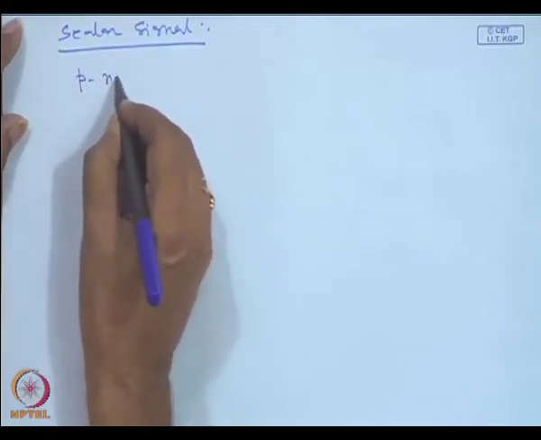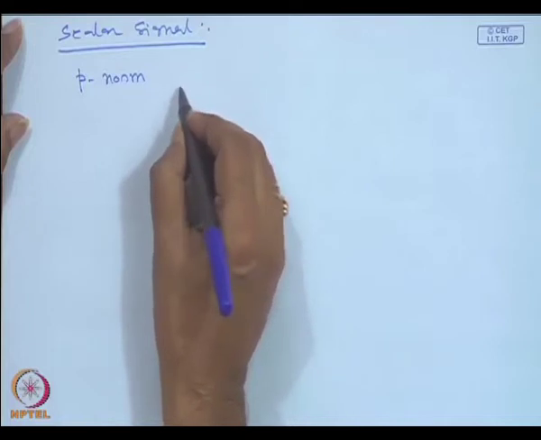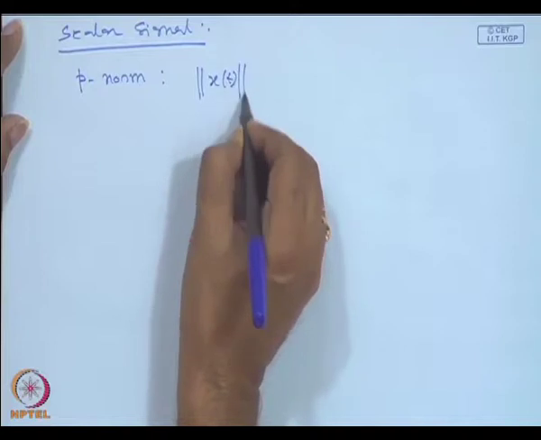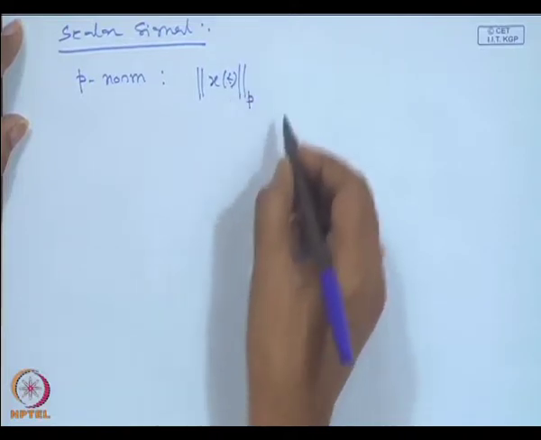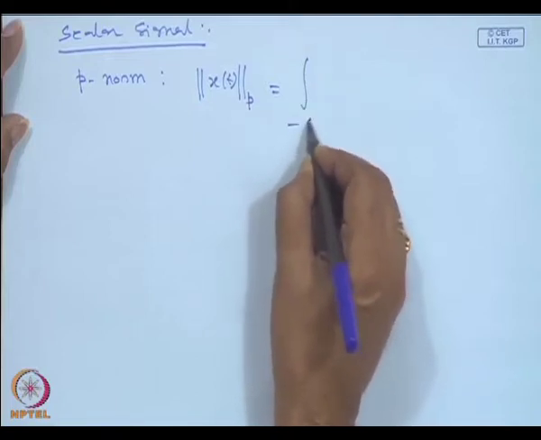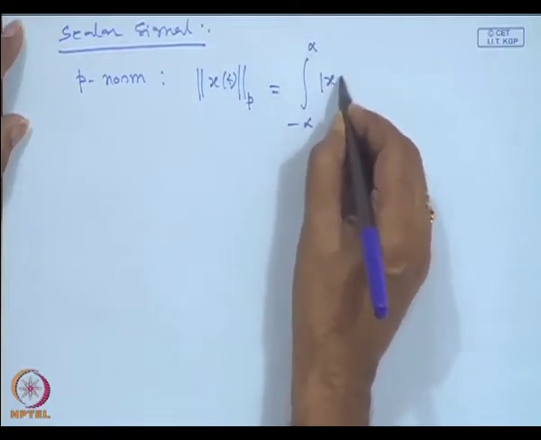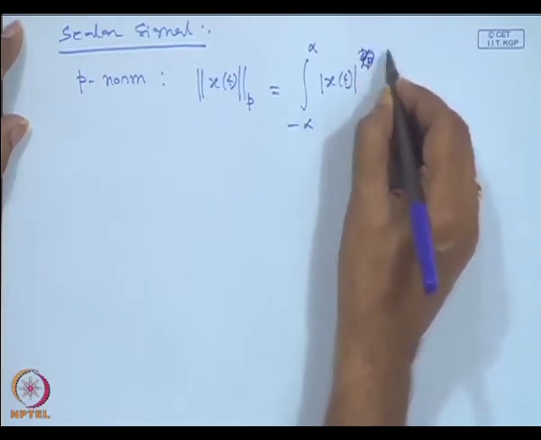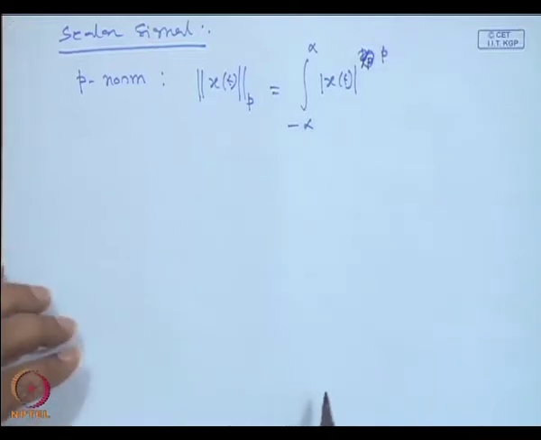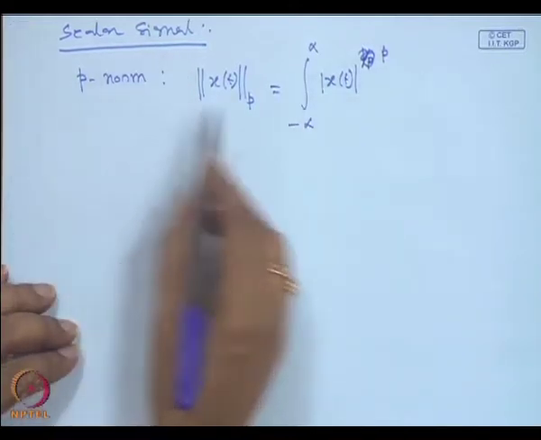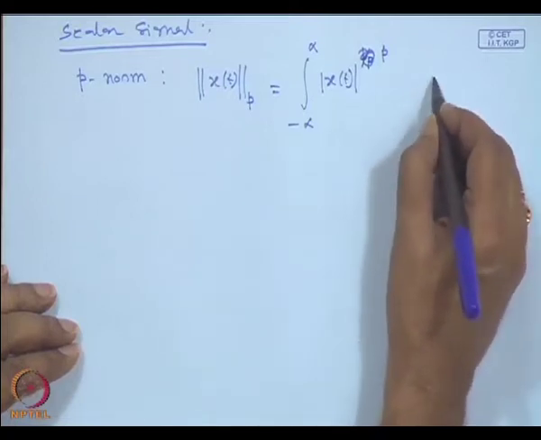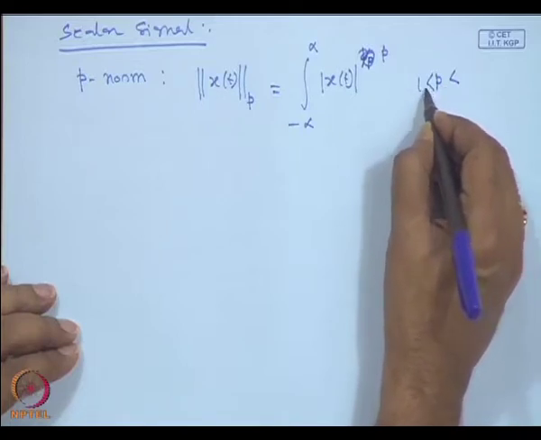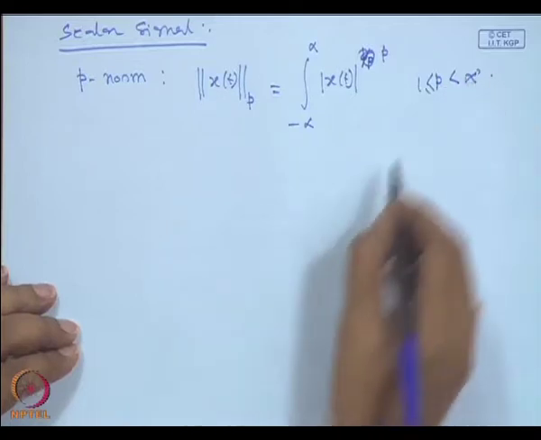The p norm of x of t is the general definition: the integral from minus infinity to plus infinity of the norm of x of t to the power p, all raised to the power 1 by p. This is the signal case, and p is greater than or equal to 1 and less than infinity.